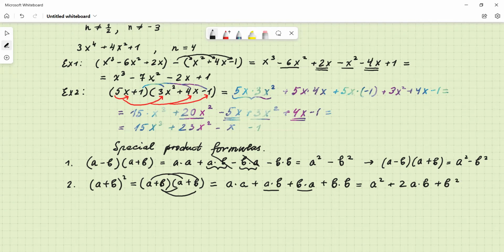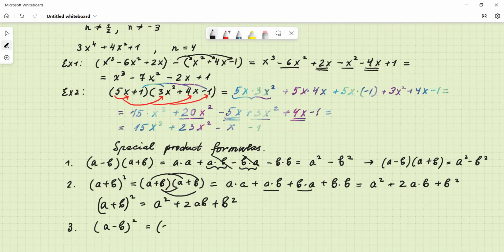The formula is called the square of a sum. So the square, the last operation you do, of the sum, the first operation you do. And I'm going to write it down separately. a plus b squared equals a squared plus 2ab plus b squared. Also, I want you to memorize this formula. And the last formula is going to be the square of a difference, sorry.